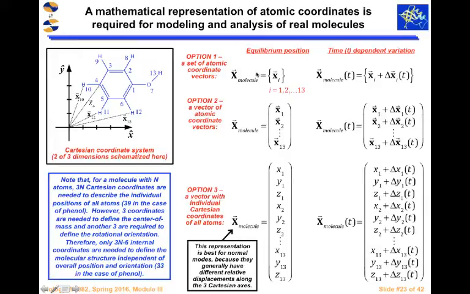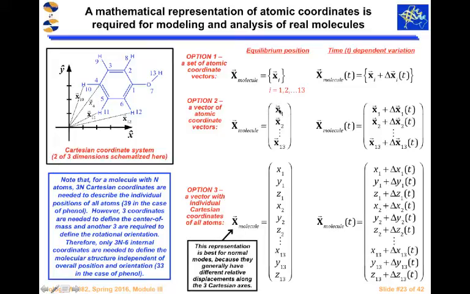And there are a number of ways we could do that. We could just describe a set of atomic coordinate vectors. So basically we have a set. In this representation, each atom has a vector pointing to it, and every atom would have its own vector. So we have a set of 13 vectors.